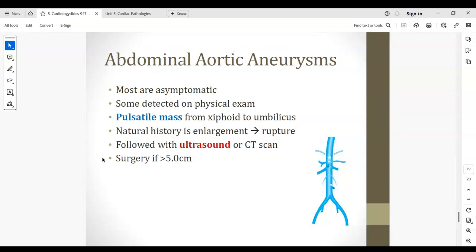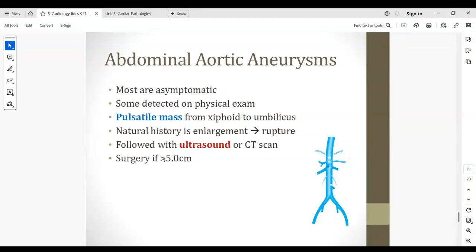For abdominal aortic aneurysm, as with thoracic aortic aneurysm, it is mostly asymptomatic. Some are detected on physical examination of the abdomen. There is a pulsatile mass from the xiphoid process of the sternum to the umbilicus. What is that? What's going on? The natural history is enlargement, and this enlargement could lead to rupture. So it is usually followed up with ultrasound or CT scan to see if the enlargement is dangerous enough.